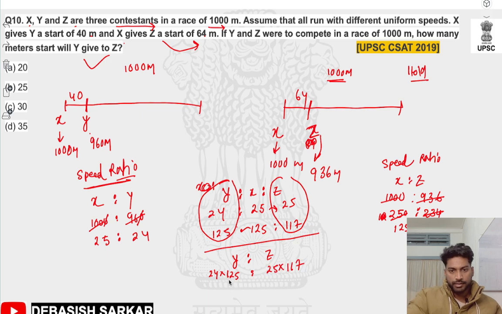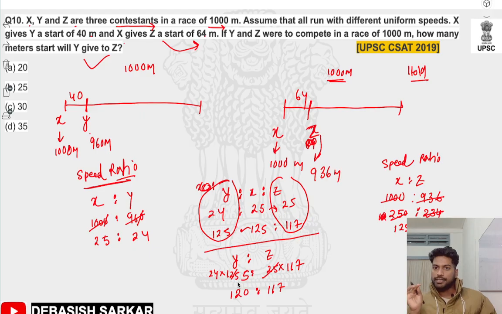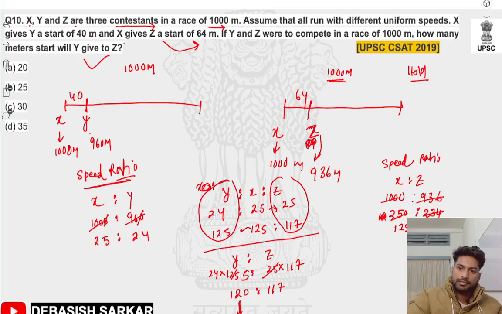Okay, so just delete this one by 5. So 5 into 124, the 5 into 24, that is 120 and 117. Okay, chalo 117. So we got their speed ratio, that is 120 and 117. Now for 1000 meter race, how much distance, how much time they will take? देखो ये कितना जाएगा if the speed is there. Sorry, speed ratio and distance ratio will be the same if the time is constant. If the time is constant, the speed ratio and the distance ratio will be the same.